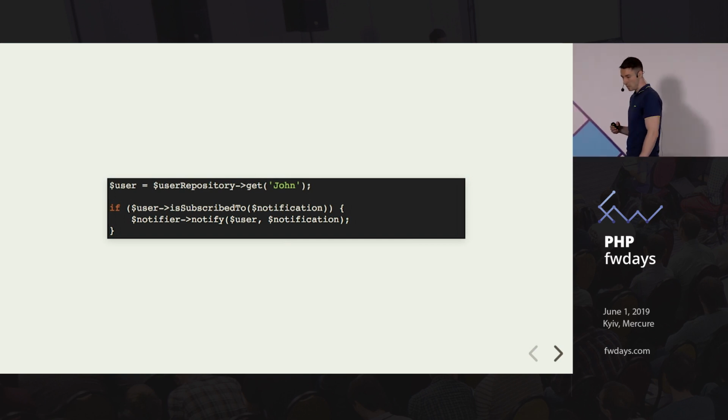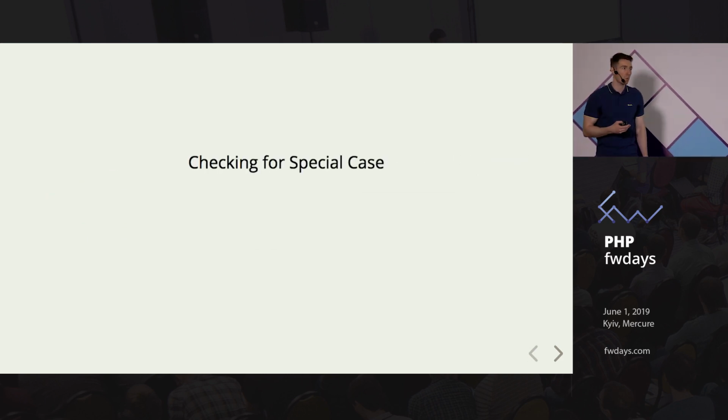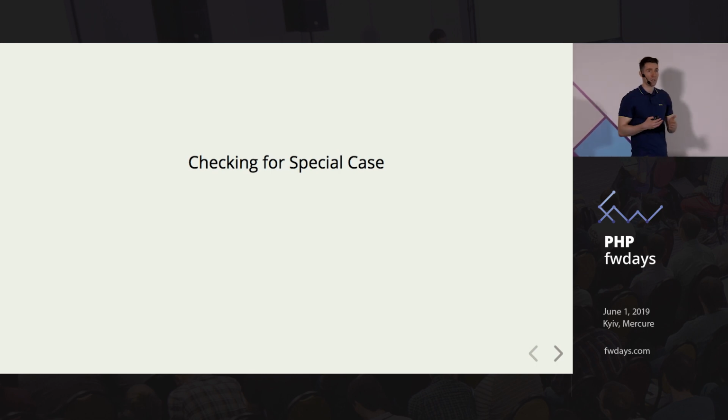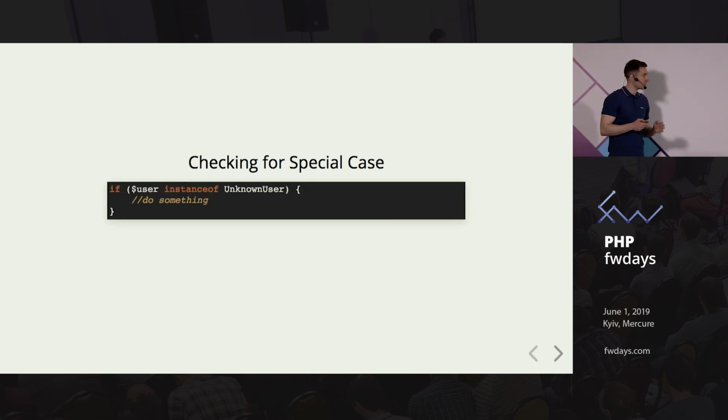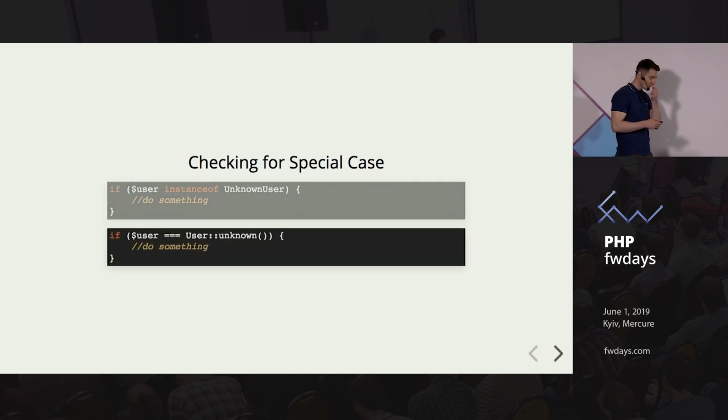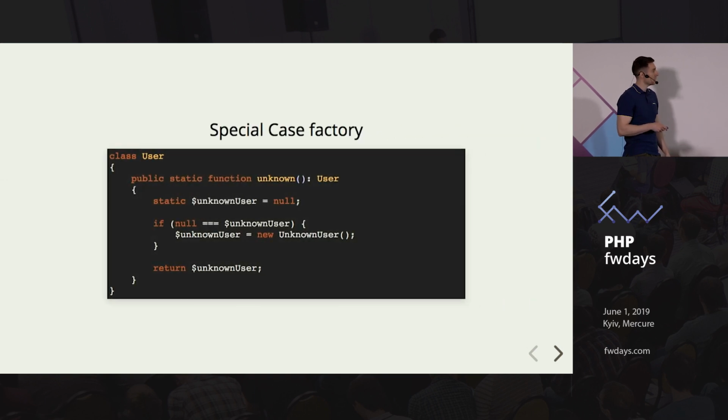But still, there may be plenty of cases where you may be interested in knowing whether that user repository has failed to find a user. And you may be tempted to do something like this, using an instanceof check, but I suggest that you aim for something like this instead, and I'm going to explain why soon. In order to do this, you create a static factory method in the user class itself that makes sure that one and only one instance of a user is created. So you don't want to let multiple special case instances be created during your application lifecycle.